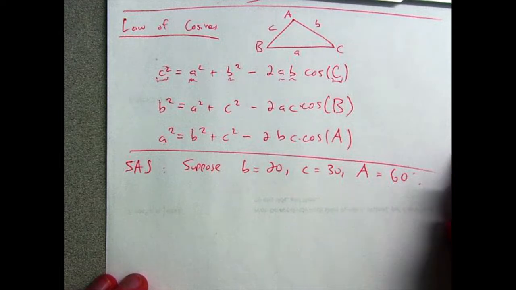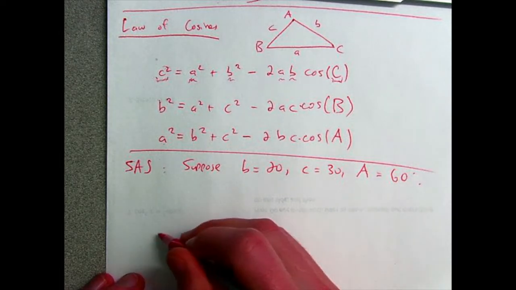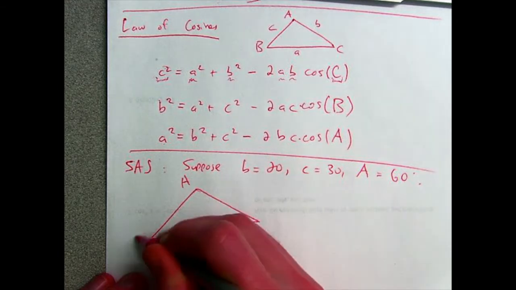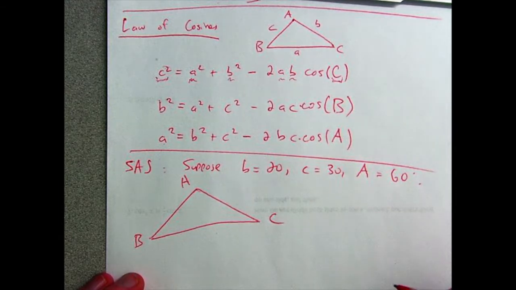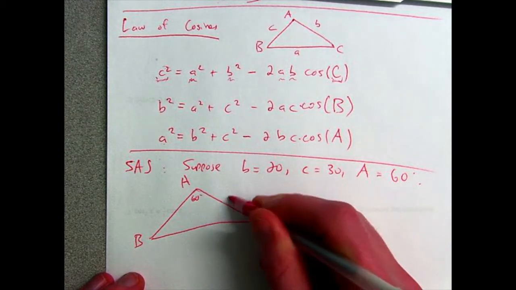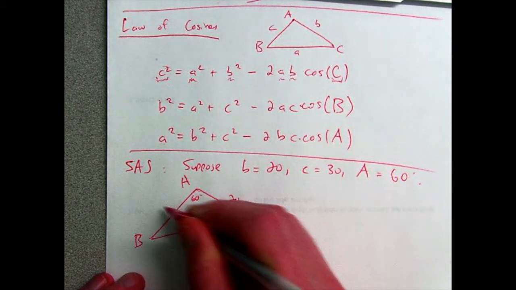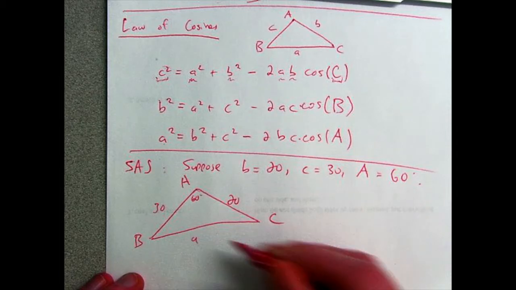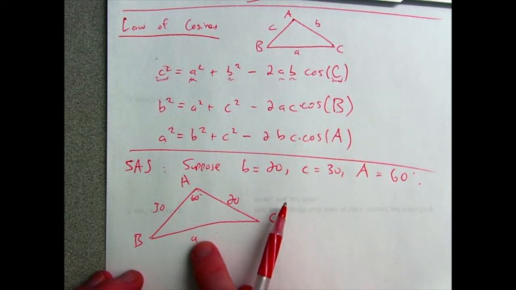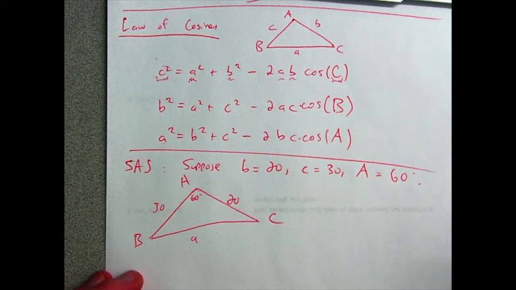What you should always do is draw a picture, right? You should draw this thing. I don't know exactly what it looks like, but I'll call this A, B, and C. So I know that this is 60 degrees. I know that little b is 20, and I know that little c is 30, and this is little a, which we don't know. So we have to find little a, and we have to find angles B and C.